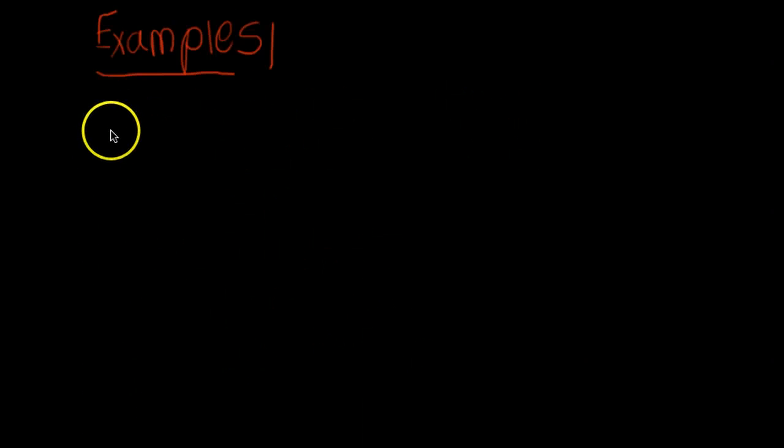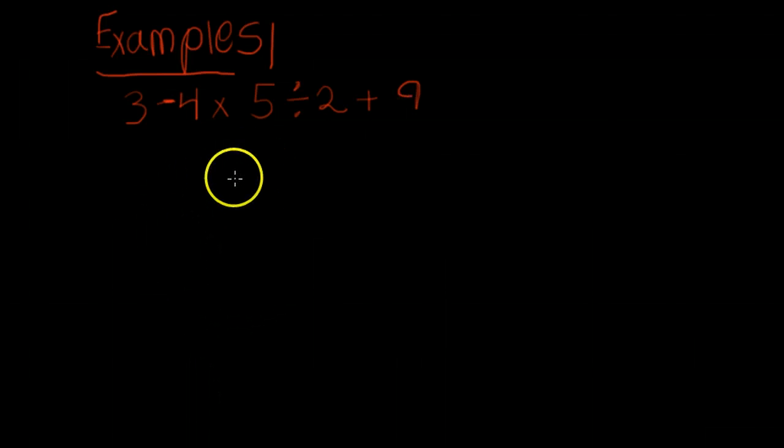So we're just going to take a look at one more example. That's going to be 3 minus 4 times 5 divided by 2, plus 9. Now again, PEMDAS, the order of operations, states that we multiply and divide before adding and subtracting, and we add and subtract from left to right.